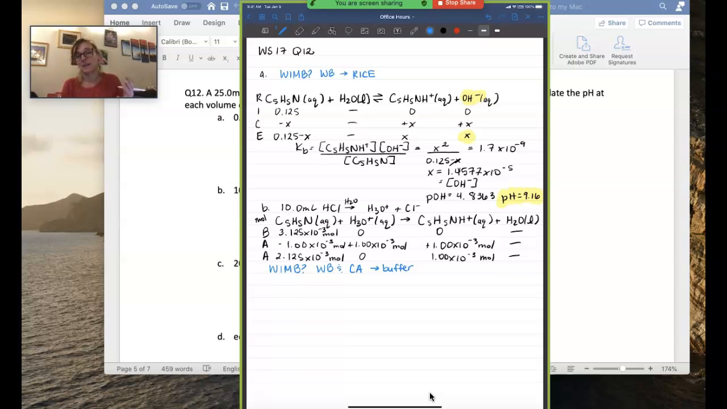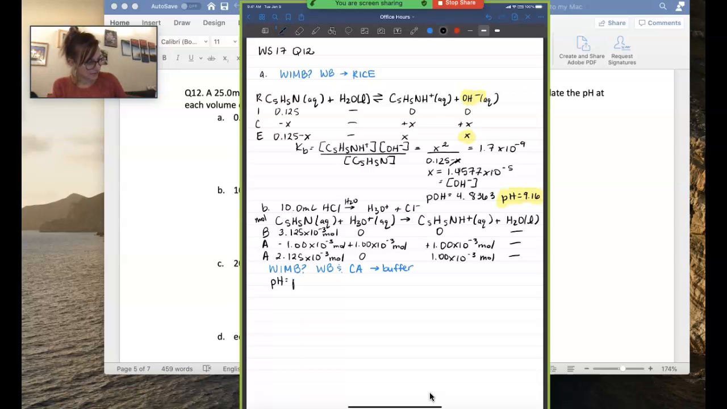And the reason why I want to emphasize this here is because you can have a shortcut. You can do a rice table here if you want to, but a shortcut, if you know you have a buffer solution and X is small enough to ignore, and in my second semester general chemistry course you can assume that's safe with these titrations, then in that instance you can use the Henderson-Hasselbalch equation.